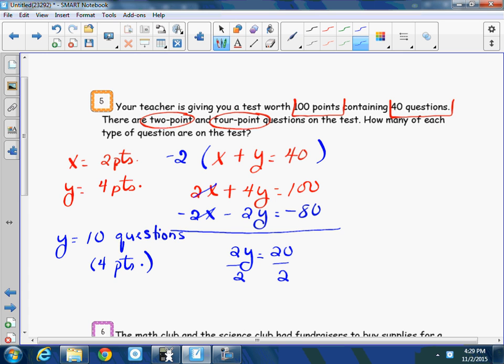So let's think about it. If the test had 40 and 10 of them were 4 points, 40 minus 10 equals 30, which means that there were 30 questions that were worth 2 points.